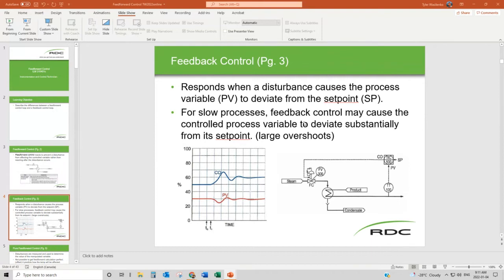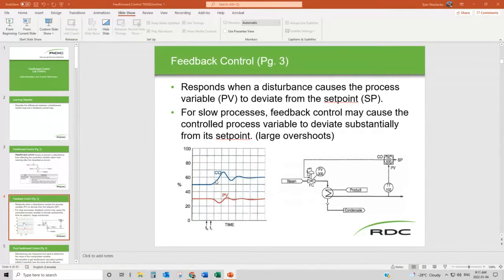For slow processes, feedback control may cause the controlled process variable to deviate substantially from its set point. What that really means is we could get large overshoots. If something happens and it's not detected quickly enough, or the dynamics of the process do not allow it to react quickly enough, we can end up with large overshoots, such as you would see here.